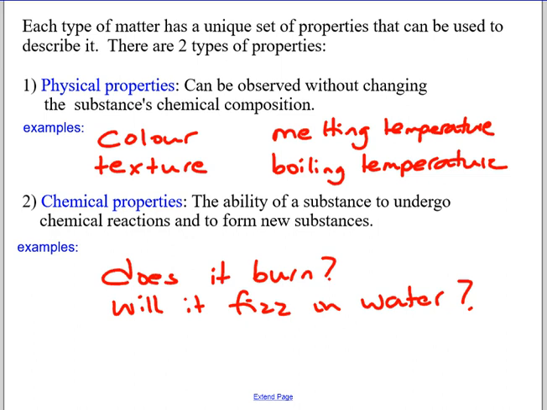Chemical properties are usually described in terms of questions. Does the substance burn? Will it fizz if we put it in water? These would be chemical properties of matter.